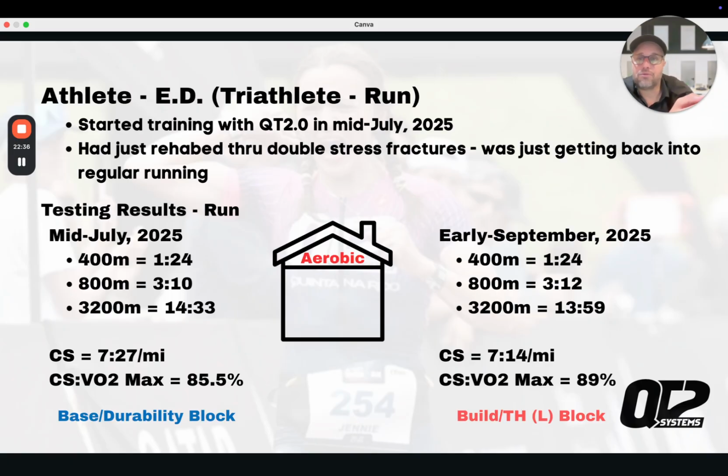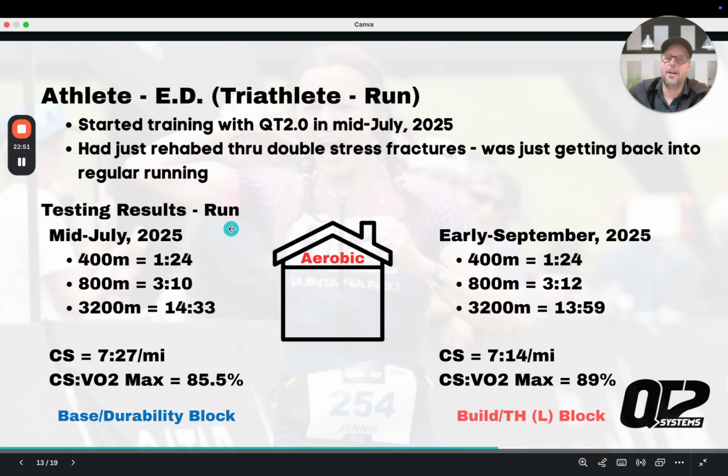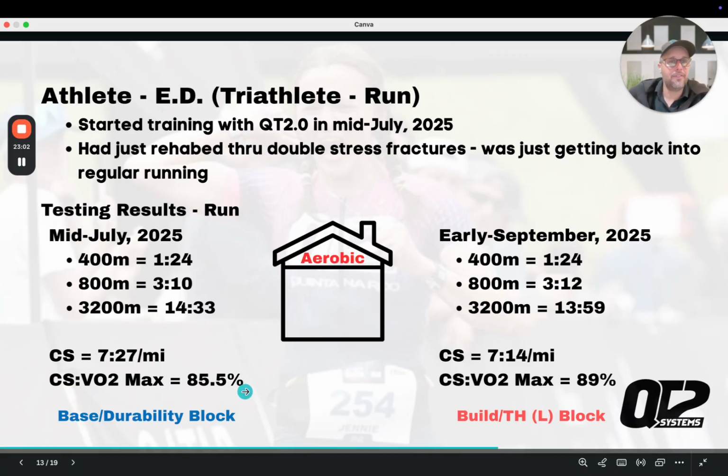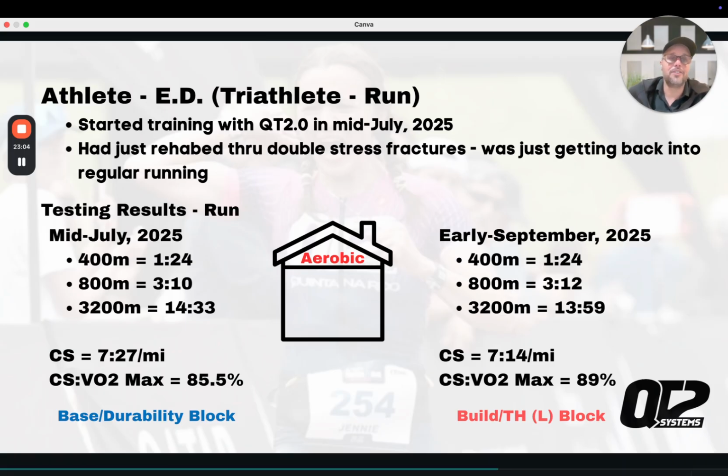Same athlete on the run. I was much more nervous on the run because of the nature of the injuries. She was just getting back into regular running. She was okayed to do a run test in mid-July. So she performed a run test. Critical speed came back at 727 with critical speed to VO2 max ratio of 85.5, which would put her in a balanced state at that time. Okay, that is a balanced state.